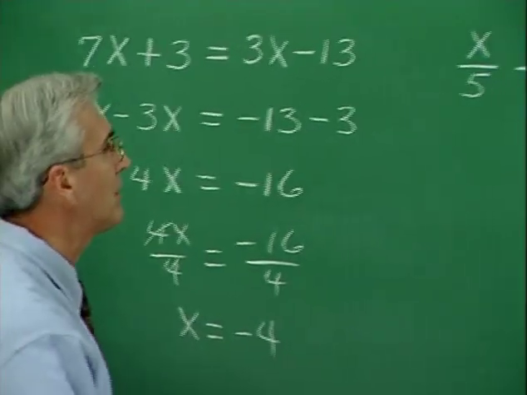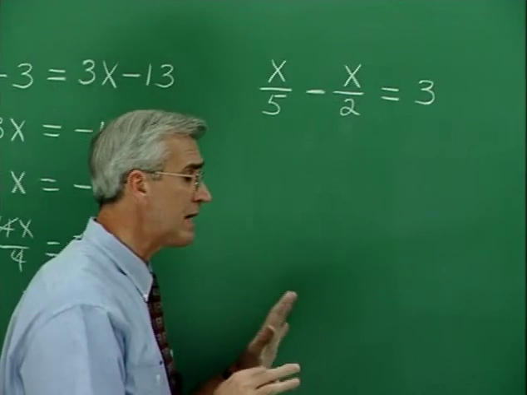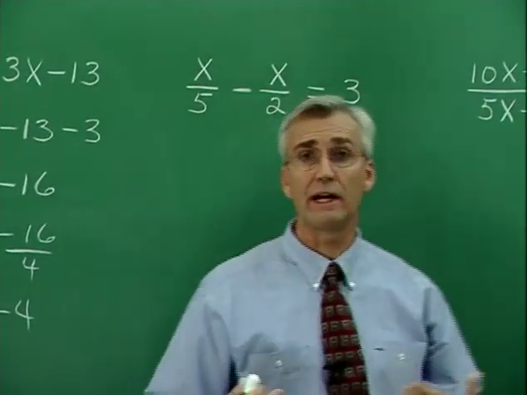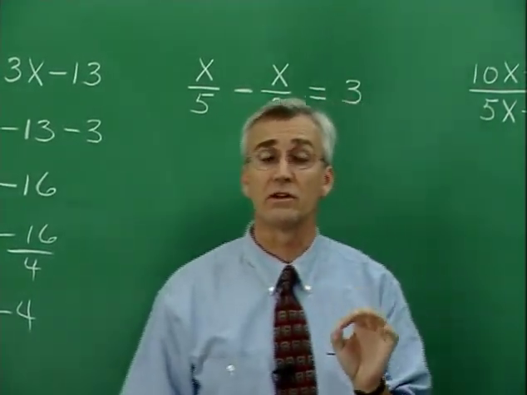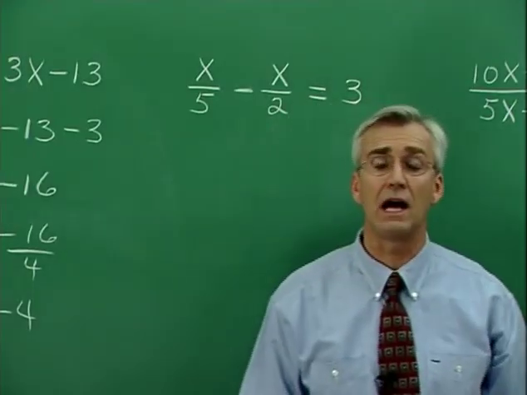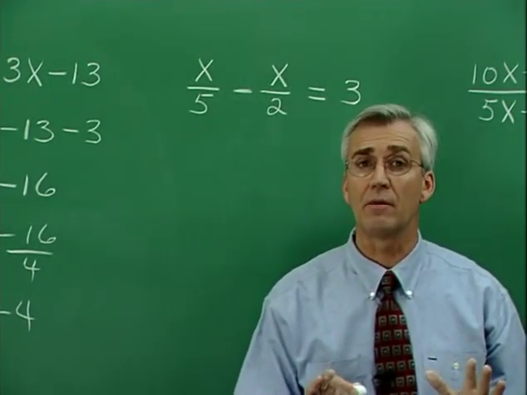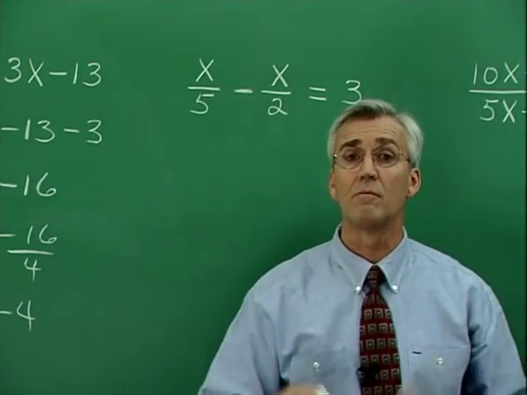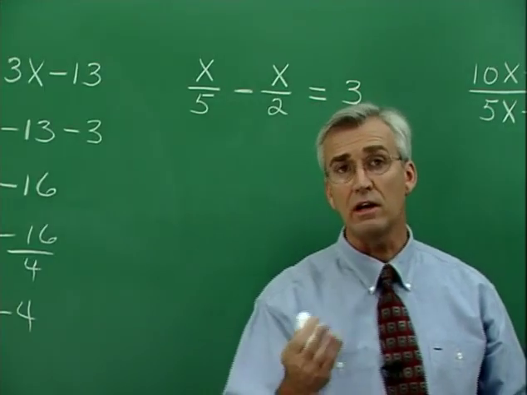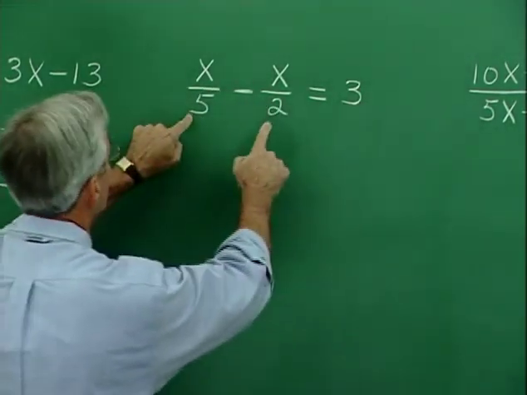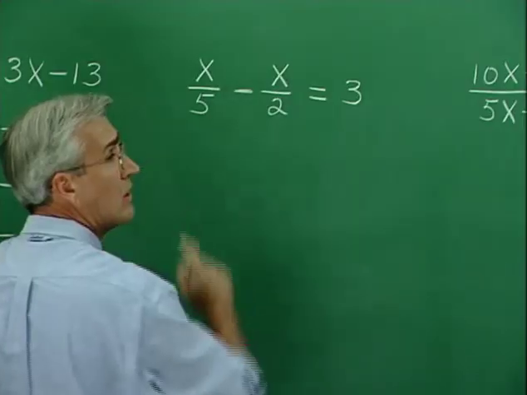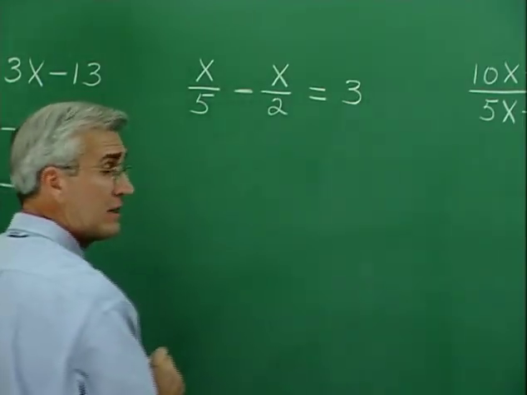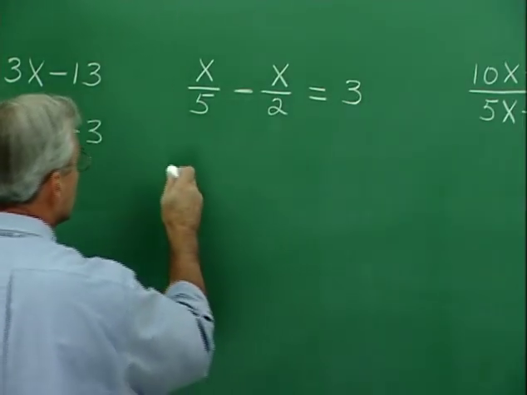Here's an equation involving fractions, and generally speaking, when fractions are involved in an equation, the first order of business is to clear the fractions by identifying a common denominator and multiplying through by that common denominator. Now here, the common denominator among the 5 and the 2 would be 10. So we would multiply through by 10, and we show that multiplication like this.